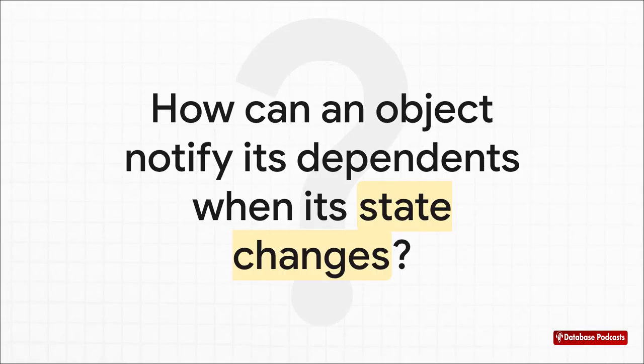This is a classic scenario, right? You've got some central piece of data. When that data changes, a whole bunch of other parts of your application need to react. Maybe the UI needs to update, a log needs to be written, a cache needs to be refreshed. How do you coordinate all that without turning your code into a tangled web of dependencies?